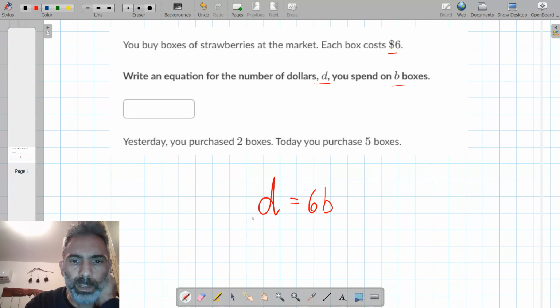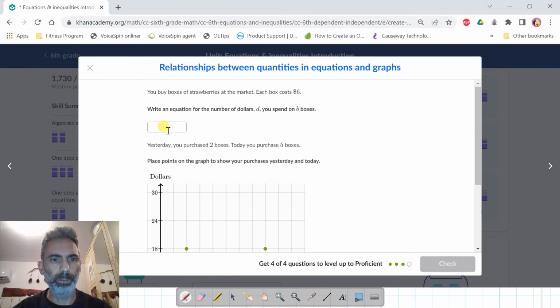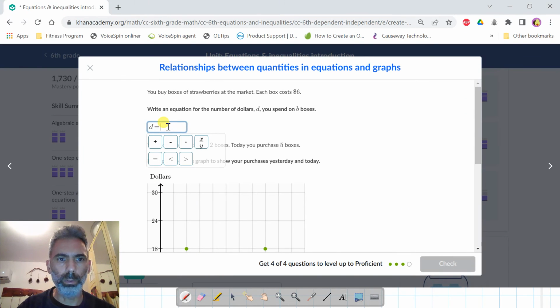So B is the independent variable, and it affects the total number of dollars you need to spend. So D is the dependent variable here. So D equals 6B.